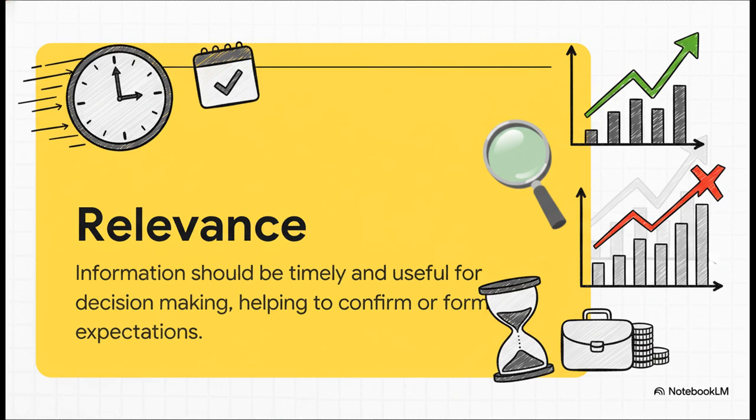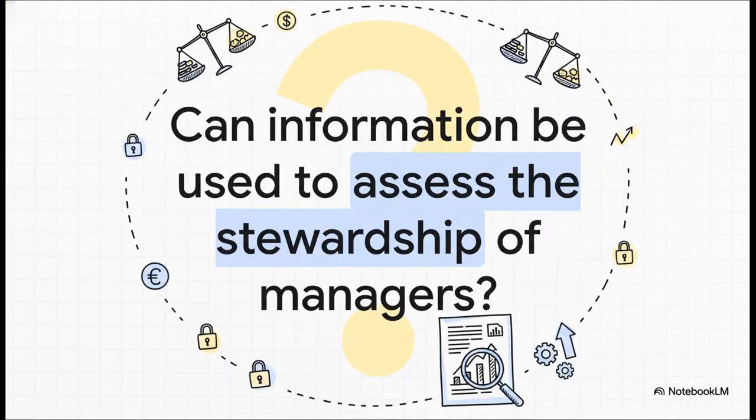Next up, we've got relevance. Basically, this means the information has to matter, and it has to get to you in time to actually make a difference. Financial data from 5 years ago, it might be interesting, but it's not going to be very helpful for making a decision today. And at the end of the day, relevant information is what empowers us. It should help us figure out how well the managers are actually running the business, giving investors and other stakeholders the tools they need to hold leadership accountable.